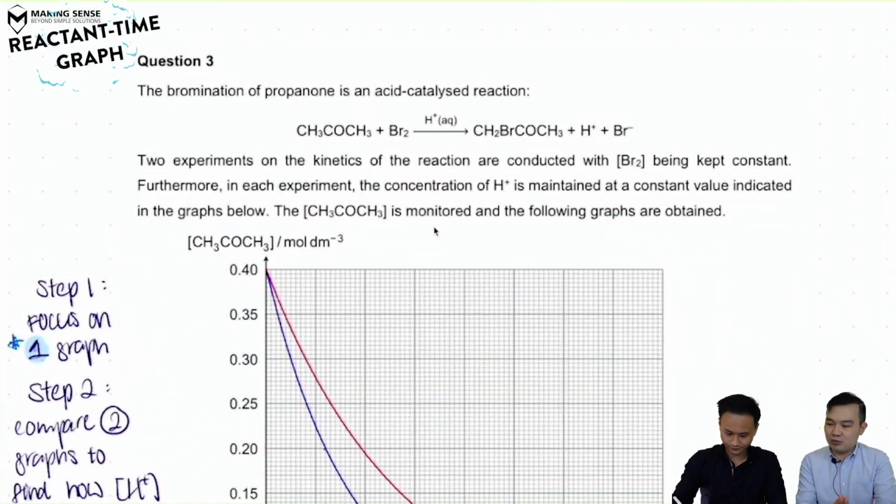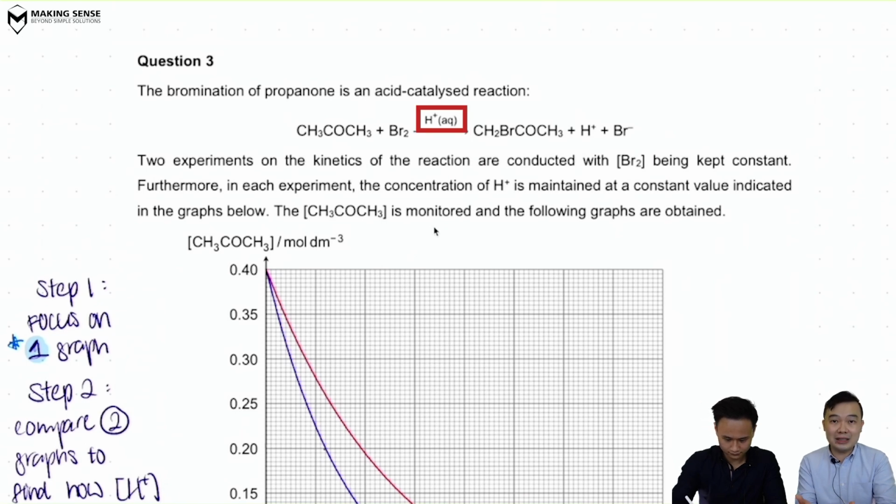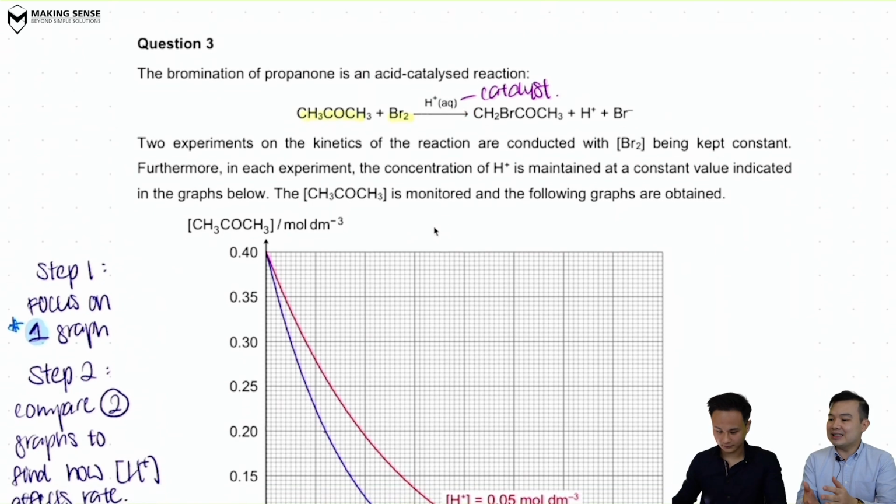For example, if I give you this reaction, propanone reacts with bromine to give some products, and H plus is written on top of the arrow. There's an indication that it is a catalyst. Now, we want to find out the order with respect to propanone as well as H plus. And we're going to see how we're going to do that.